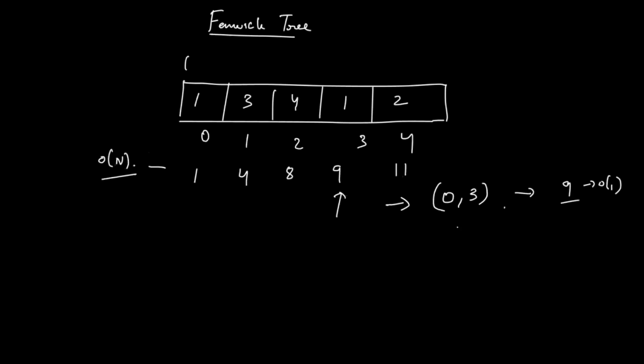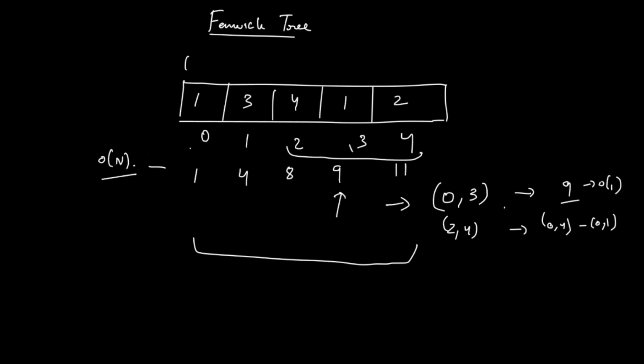Again, if I ask you the sum between 2 and 4, you can say I will take the sum from 0 to 4 and then subtract the sum from 0 to 1, because 0 to 4 will take everything, and since I only require this part, I can subtract this prefix. So 0 to 4 sum is 11, and from 0 to 1 the sum is 4. So the sum that I get is 7. That is eventually the answer.